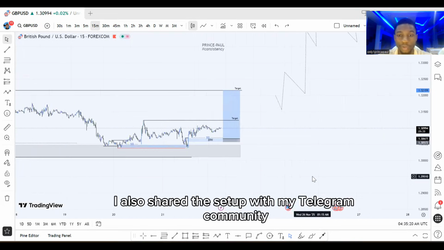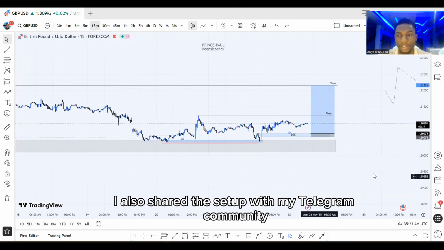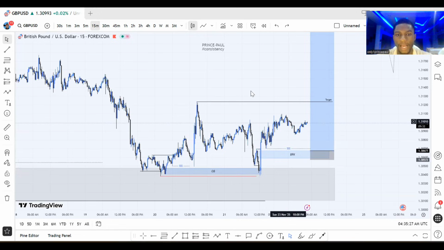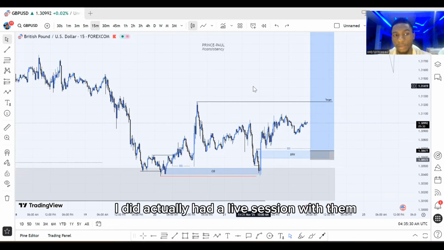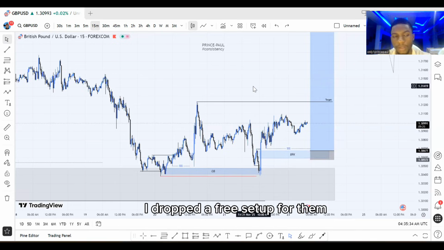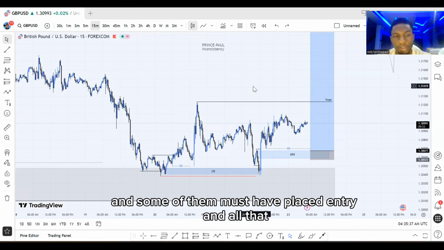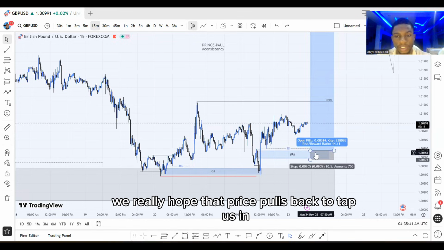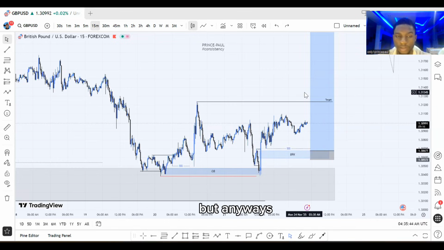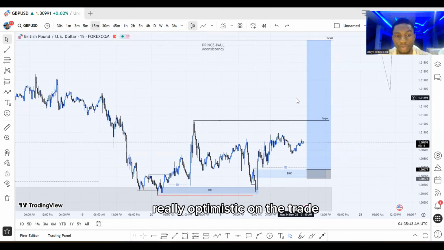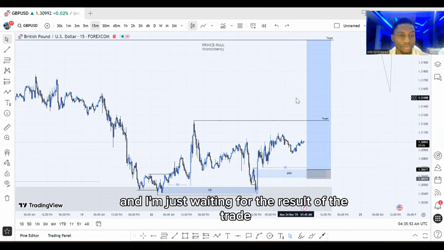This is the setup. I also share the setup with my Telegram community. You can see it over here. I actually had a live session with them. We did this top-down analysis together, and I dropped a free setup for them, and some of them must have placed the entry and all that. We'll see. We really hope that price pulls back to tap us in. But anyways, I'm going to drop updates on how the trade later played out. I'm really optimistic on the trade. I myself have hopped on the trade, and I'm just waiting for the result of the trade.